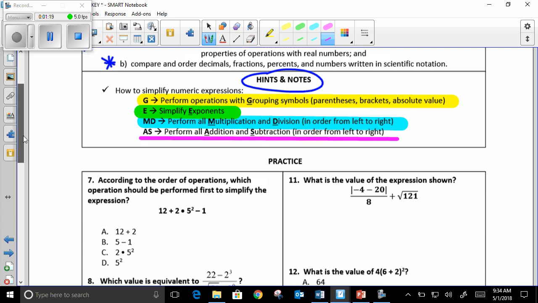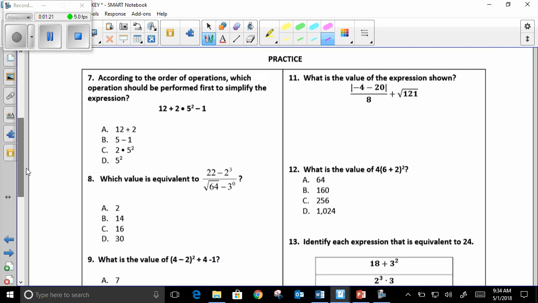So let's go over number 7. According to the order of operations, which operation should be performed first? This is something you would want to highlight because they're not asking you to solve the problem. They want to know which one you do first. So for number 7, what did you get, Nathan? Which one are you going to perform first? Correct, 5 squared, because you want to perform the exponents first.